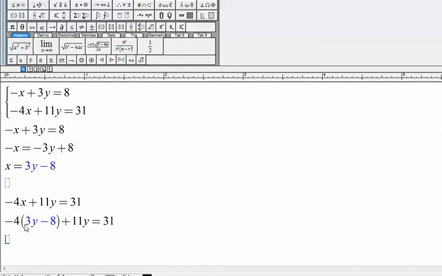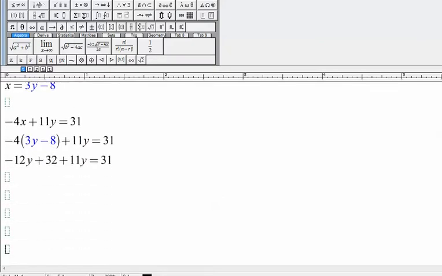So we start by distributing to remove the grouping symbols. So negative 4 times 3y gives us negative 12y. Negative 4 times negative 8 will be plus 32. We still have plus 11y equals 31. And we can collect like terms. Negative 12y plus 11y is negative y. So we get negative y plus 32 equals 31. If we subtract 32 from both sides, we'll get negative y equals negative 1. And we can find y by multiplying both sides by negative 1 to get y equals positive 1.